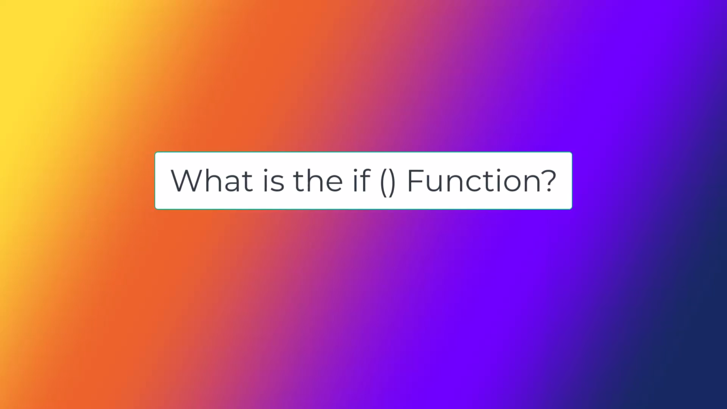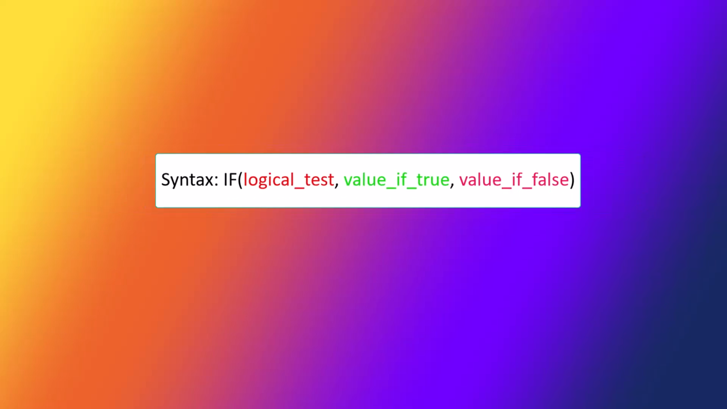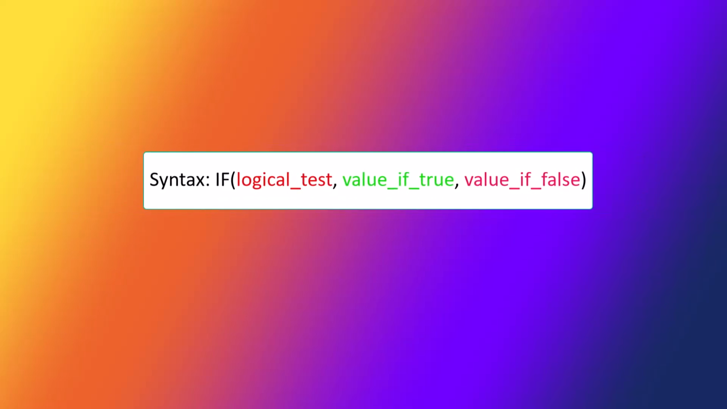In simple terms, the IF function checks if a condition is true or false. Based on that, it gives one value if the condition is true and another value if it is false. Let's look at how the IF function is written in Excel. The basic syntax is IF(logical_test, value_if_true, value_if_false).